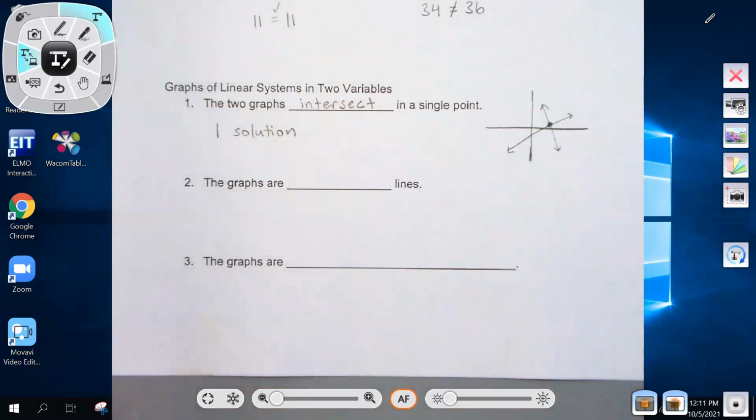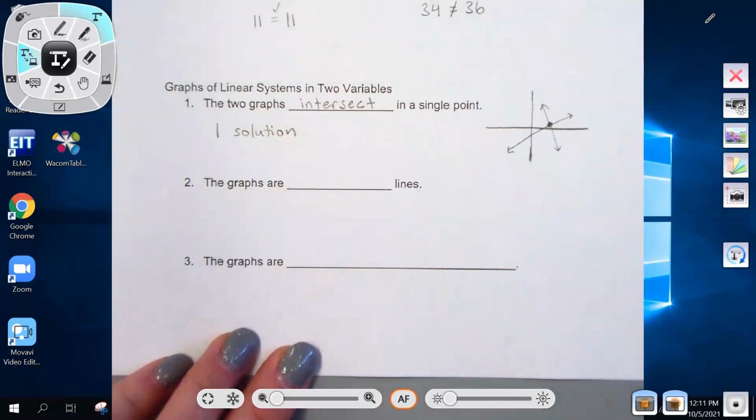It's important that we remember we are talking about linear equations, so lines. If we had curved graphs, that might not be the case. They could intersect in more than one spot if they were not linear equations. But for now, we're just looking at linear equations.